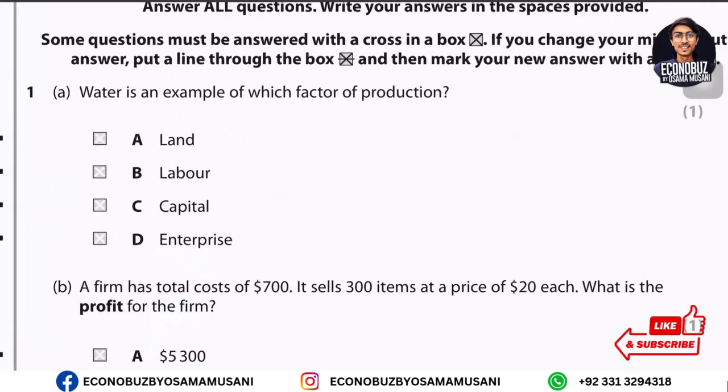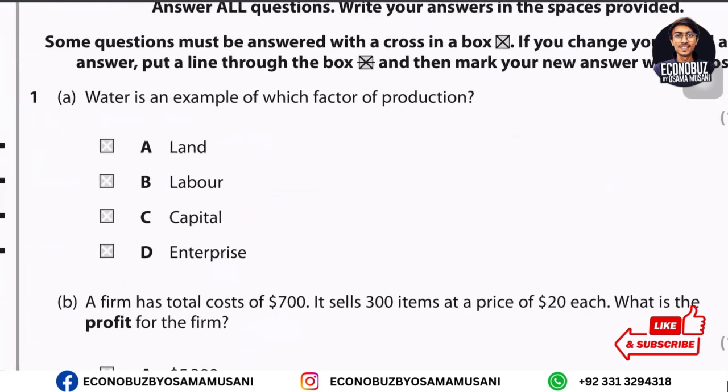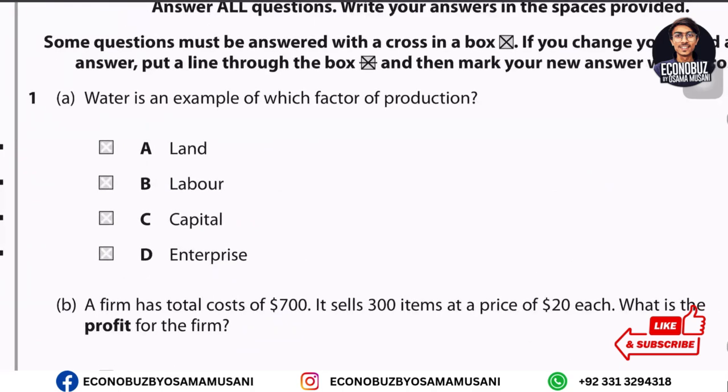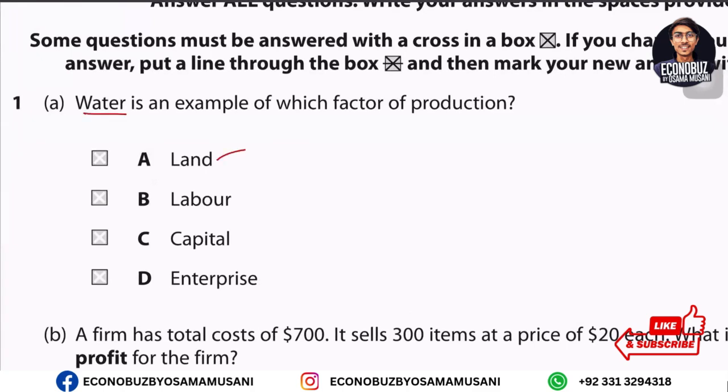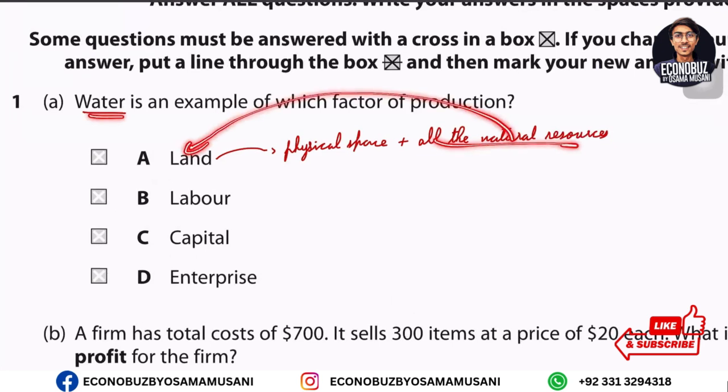So water is an example of which factor of production? Land, labor, capital, or enterprise? What do you think? Land. Why land? Because land covers all the physical space plus all the natural resources. So water would be defined as a natural resource and therefore it would be included in land.